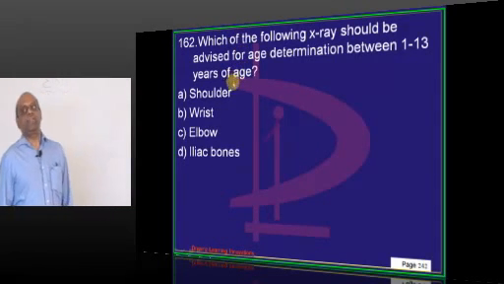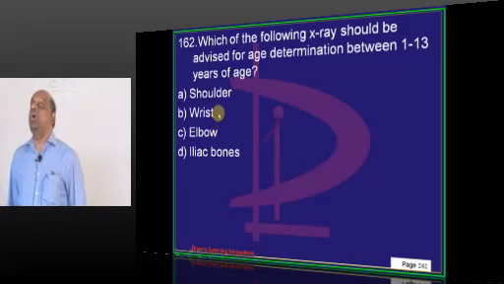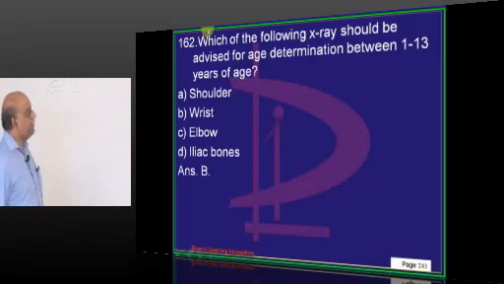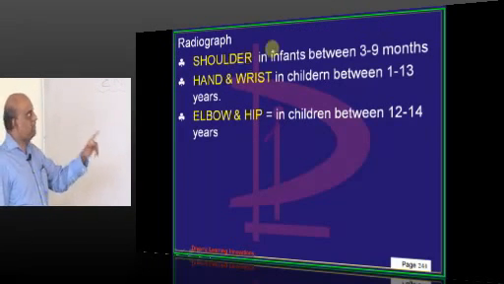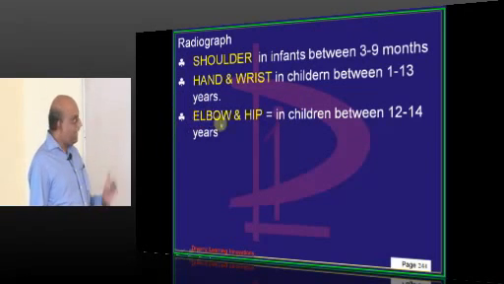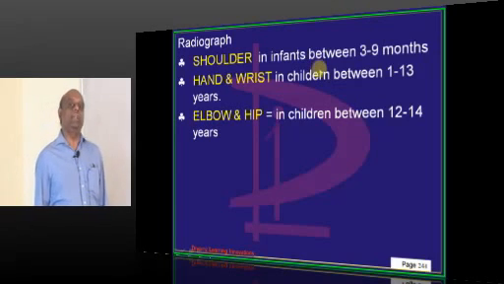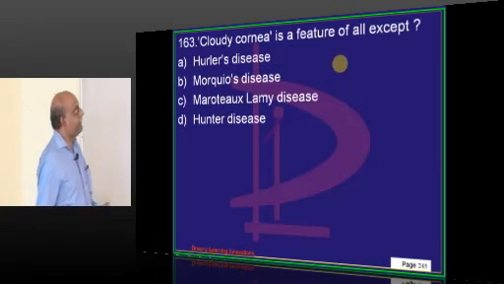From 1 to 13 years, if you want to know the age, where do you look for the ossification centers? It is important to know. Wrist is the best place. Shoulder is the best in infants between 3 to 9 months. Hand and wrist between 1 to 13 years. Elbow and hip is best between 12 to 14 years. So this is what you have to remember.